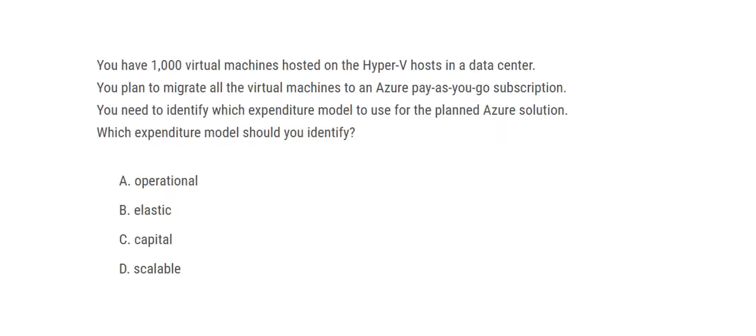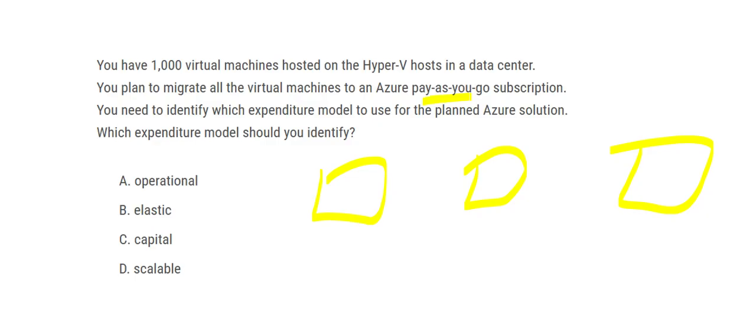So this next question, you have so many VMs in a data center. You plan to migrate all of them to Azure, pay as you go. Now you need to identify the expenditure model. See, you yourself are saying, I want pay as you go. So pay as you go, is it an OPEX expenditure or CAPEX expenditure?